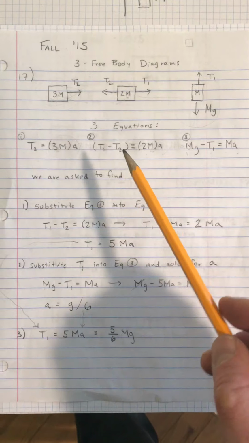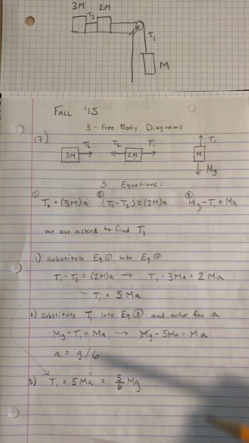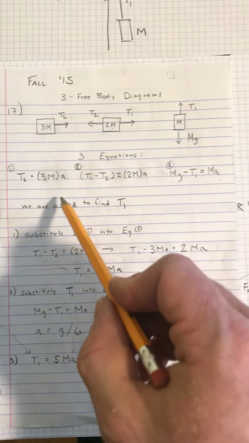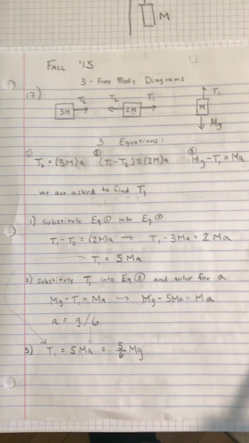Now, one thing to point out with a problem like this, since they're all connected by ropes, and the string is assumed to be ideal and non-stretchy, they're all moving with the same acceleration. So A is the same for all of them, which is a really, really important simplification.